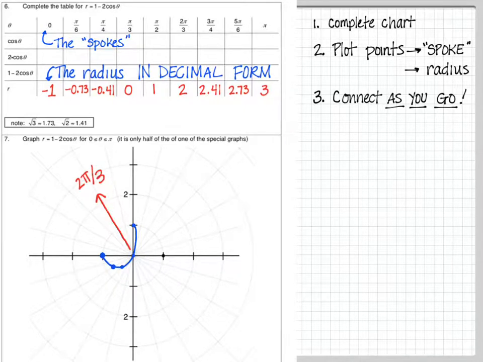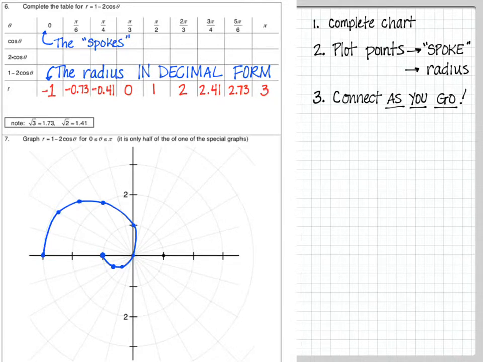Then the next spoke is 2 pi over 3, and it says to go out to 2, so I put a dot at 2. The next spoke is 3 pi over 4, and it says to go to 2.41, so we go to 2.41. The next one is the spoke 5 pi over 6, and at 5 pi over 6 we go to 2.73, which is approximately there. Remembering now, it does not have this spoke here, which would be 11 pi over 12; it's not in the chart. The next spoke in the chart is the pi spoke. So looking at that one, we're going to put a point at 3. And I did, and that's the end of our chart.